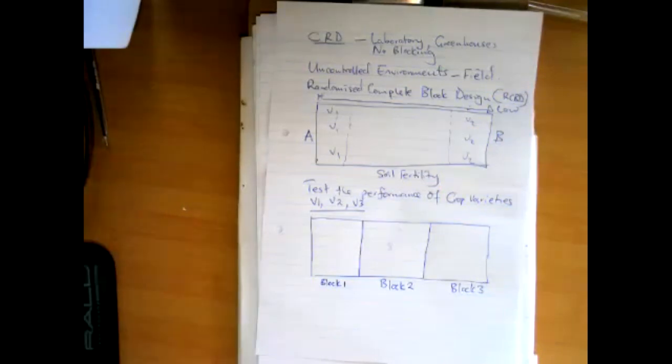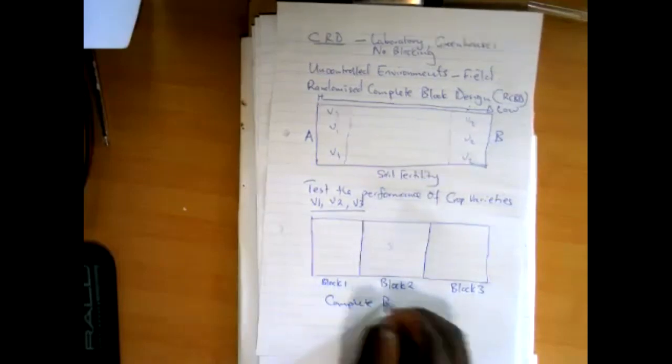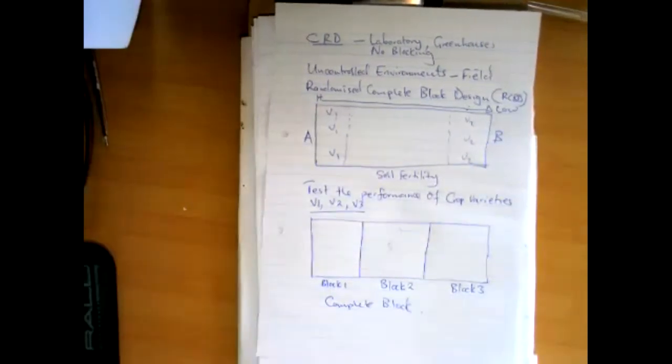Now, what then do we do? We need to make sure that each treatment appears in a block. Remember, we are talking of complete block. The block must be complete. So because we've got variety 1, variety 2 and variety 3, we need to ensure that all varieties appear in each block.